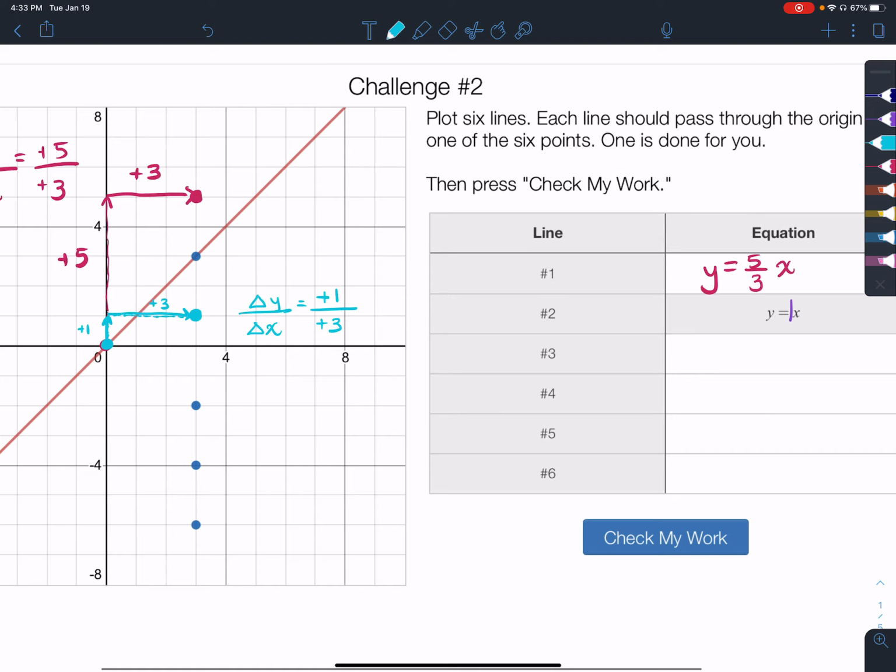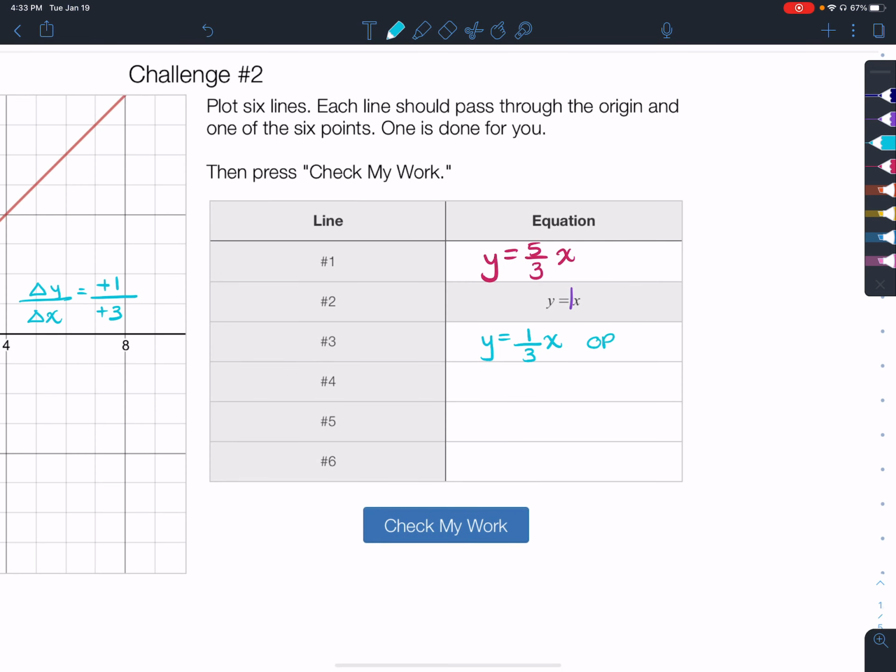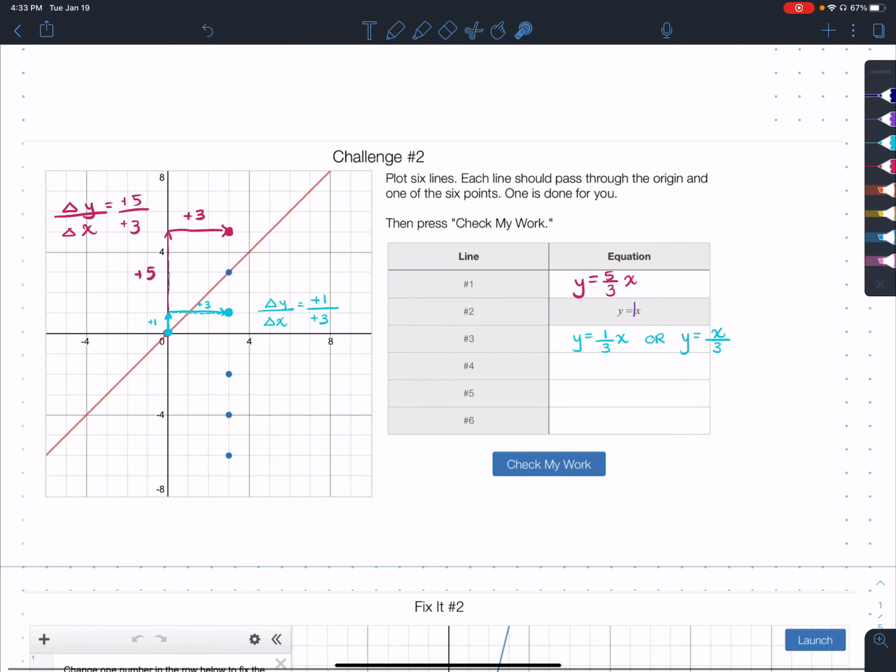So this equation here is y equals 1/3 x, or you can also write this as y equals x over 3. That's another way that you can see it written. Both mean exactly the same thing. Here it's just a fraction multiplication. 1 times x will give you x, and the denominator stays as 3. Okay, number 4, it starts to get a little different.